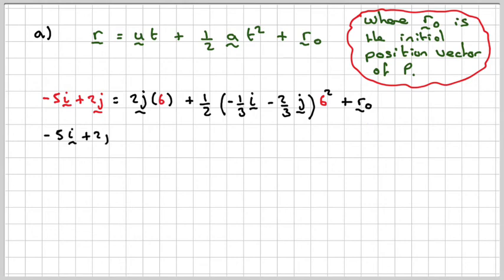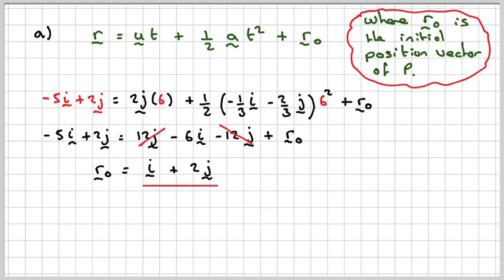So simplifying that, we're going to get 12j, and then doing a half times minus a third times 36 will give me -6i, and then doing a half times minus 2/3 times 36 will give me -12j, plus r0. The 12 and the -12 will cancel out, and if we take this here, we're going to get just i. So r0 is going to be i plus 2j.